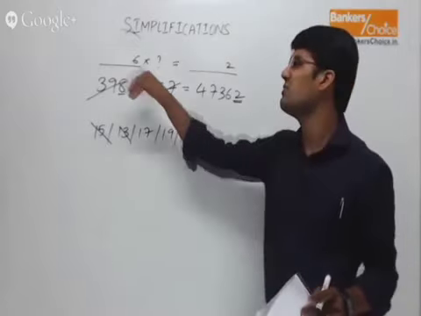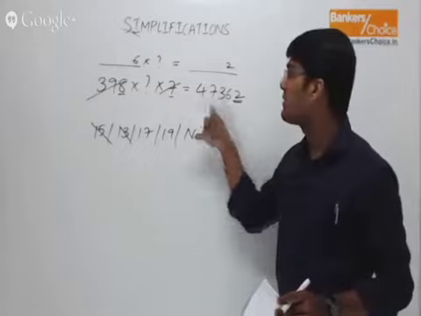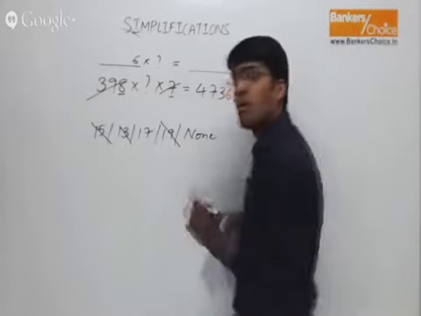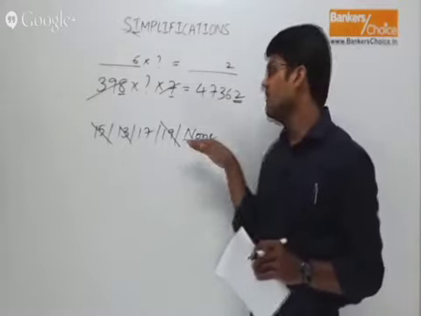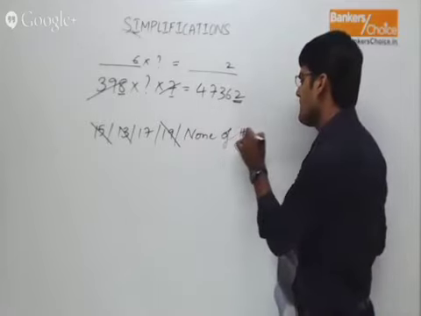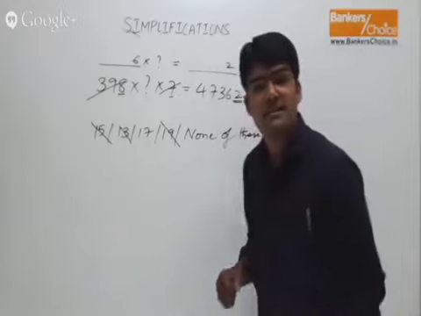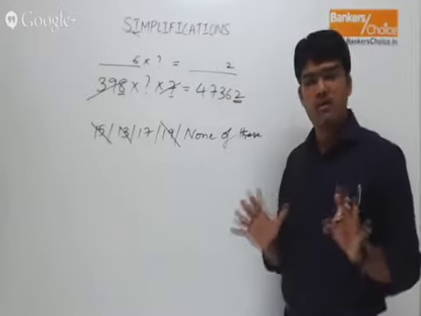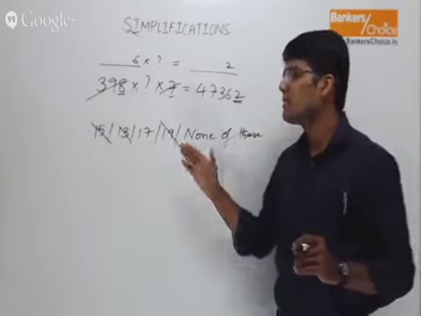19. 6 into 9, 54 ends in 4. What we want ends in 2. What are the possible answers? Either 17 or fifth option, none of these. Again, the same question arises. Which is correct? We have no idea. What we only know is first option, second option, third option are wrong.